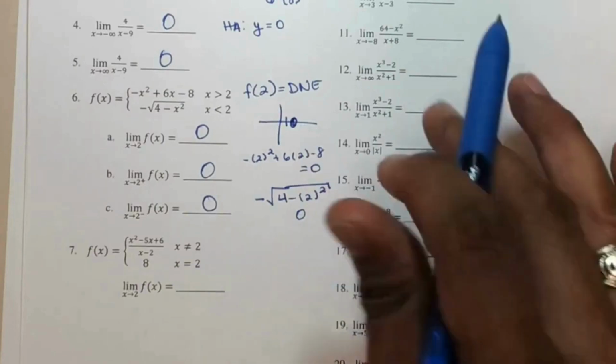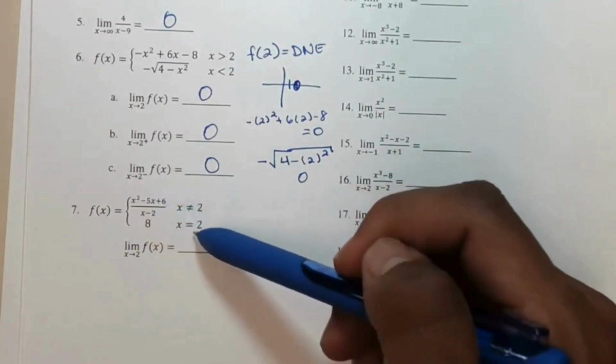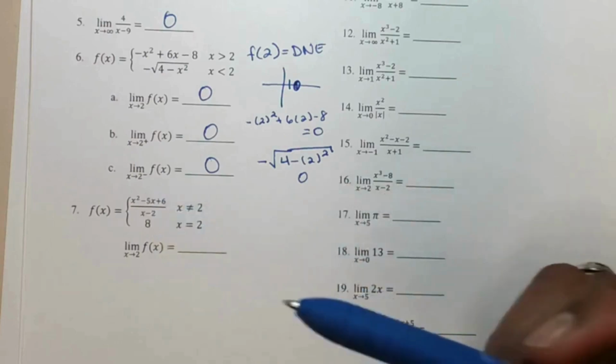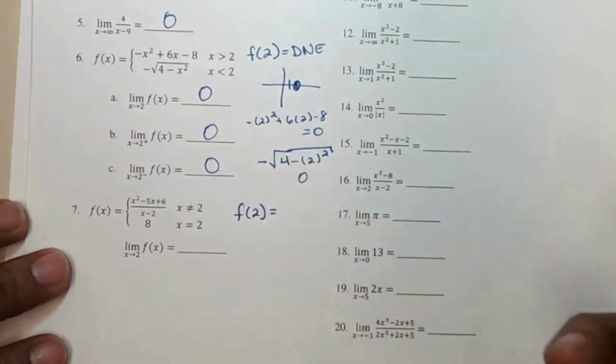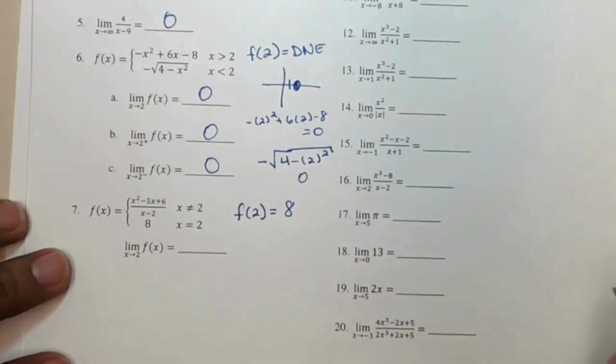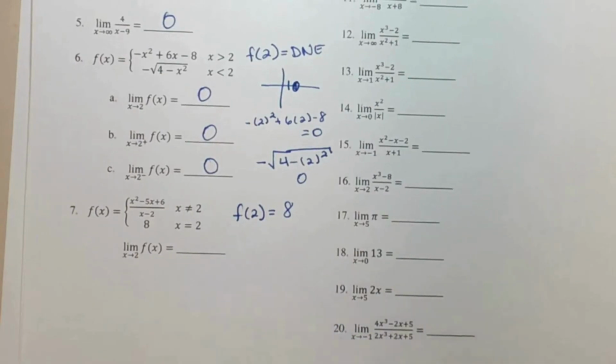What about this next piecewise function? If x doesn't equal 2, then it's this equation. If x equals 2, it's this equation. So that's just telling me that if I plug in 2 into my function, I end up getting 8. Well, how do I figure out what the limit is?